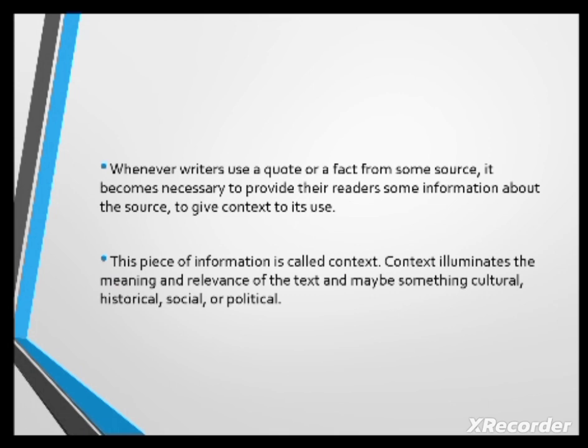Whenever writers use a quote or a fact from some source, it becomes necessary to provide their readers some information about the source to give context to its use. So, in order to offer context to the usage of a statement or fact from a source, authors must always tell their readers something about the source. This piece of information is called context. Context illuminates the meaning and relevance of the text, and may be something cultural, historical, social, or political. Context sheds light on the text's significance and meaning, as well as any cultural, historical, social, or political elements. Okay, understood everyone? Now let's move forward.